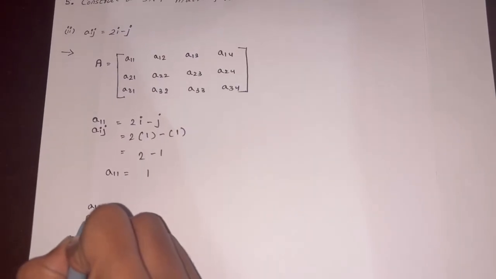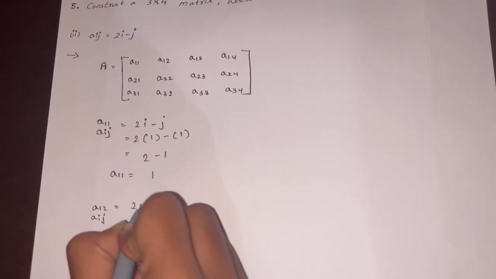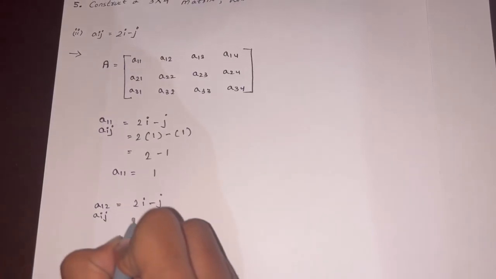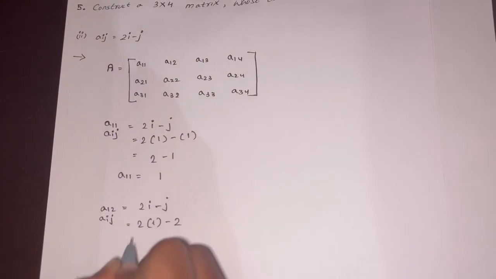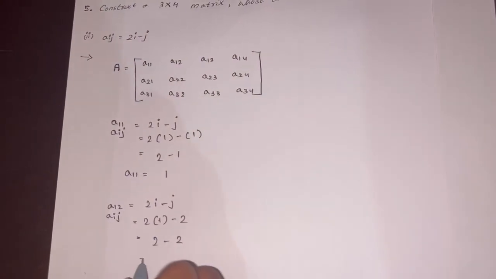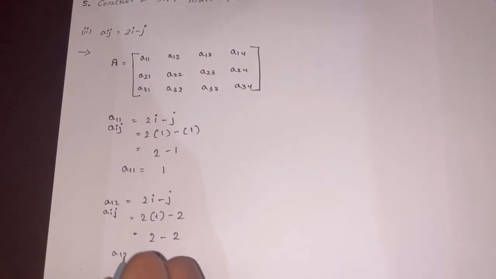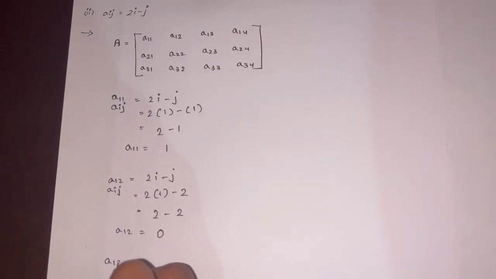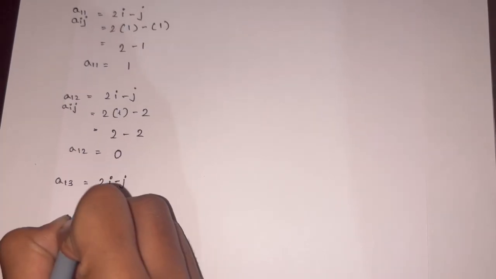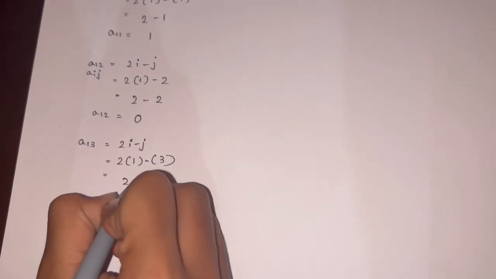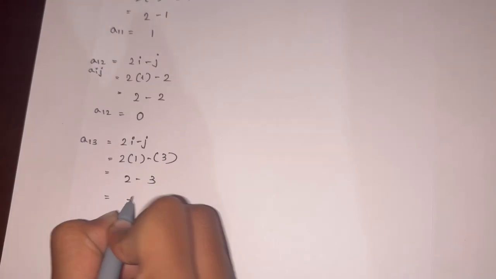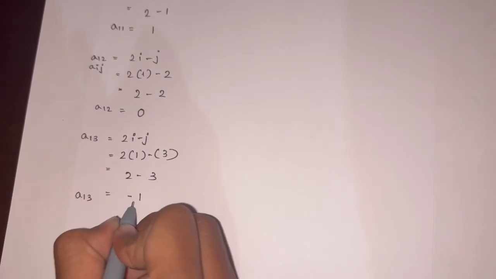Then finding the second element, that is A12. We are replacing it with i and j. Writing down the question, 2i minus j. In place of i there will be 1 and in place of j there will be 2. So 2 ones are 2, minus 2. 2 minus 2 is 0. So A12 is 0. Then A13. A13 is equal to 2i minus j. So here i will be 1 and j will be 3. We are replacing it. Then 2 ones are 2, minus 3. 2 minus 3 is nothing but minus 1. So A13 is minus 1.